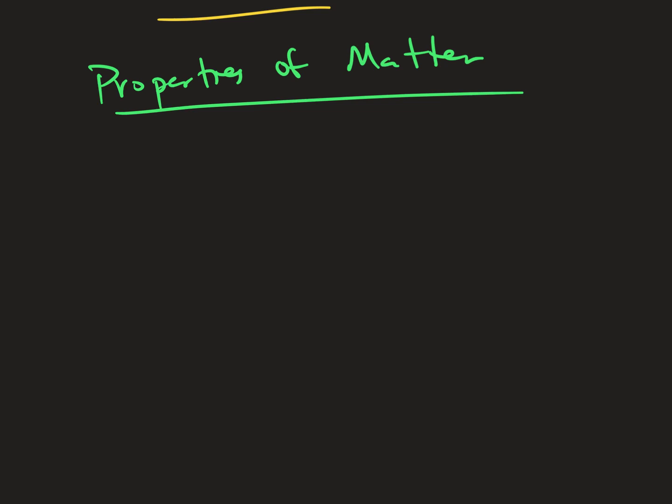All right, there are two types of properties of matter. The first type is physical properties.